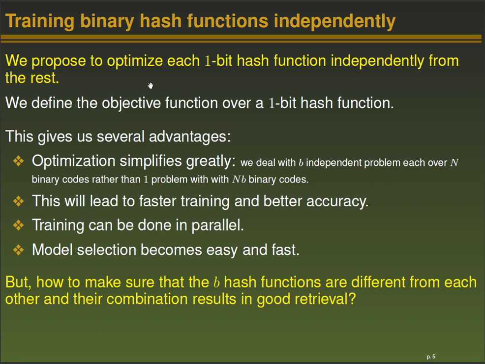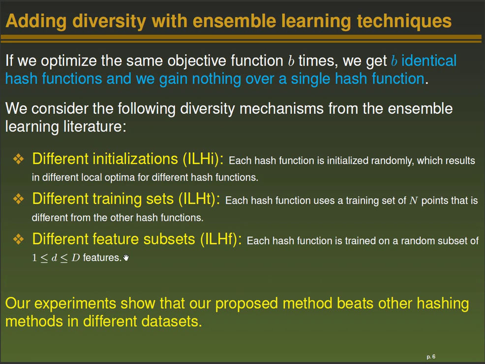In this paper, we propose to optimize each 1-bit hash function independently from the rest. We define the objective function over 1-bit hash function, and then we optimize this objective function b times to achieve b 1-bit hash functions. This gives us several advantages: simpler optimization problems, faster training, massive parallelism, and also better accuracy in image retrieval tasks. The important question is how to make the 1-bit hash functions different from each other.